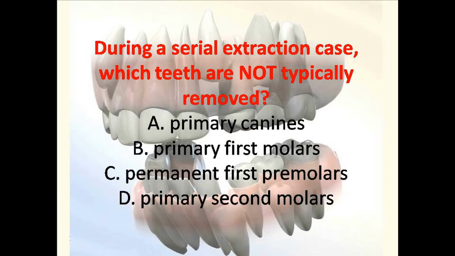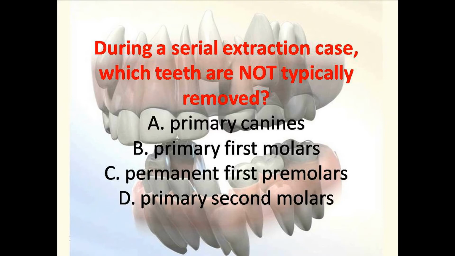So here's the explanation for the previous question. The question was, during a serial extraction case, which teeth are not typically removed? Option A is primary canines, option B primary first molars, option C permanent first molars, and option D primary second molars. So the answer was primary second molars.